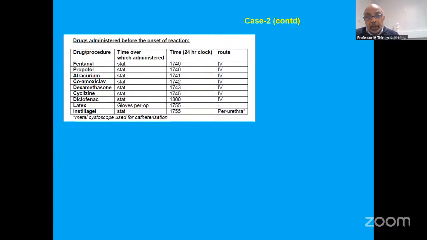So what you can see here, the timing is really important. You need to pay attention to the time. Between 5:40 p.m. and 5:45 p.m., they had rapid induction with multiple drugs, including antibiotics. At the end of the procedure, they had diclofenac, which was given IV, and they were exposed to latex throughout the procedure from 1755 onwards when the procedure started. And then they were given Instillagel, as I said before, the urethral catheterization.